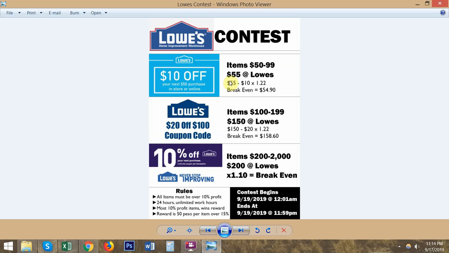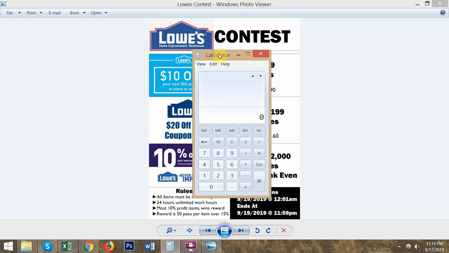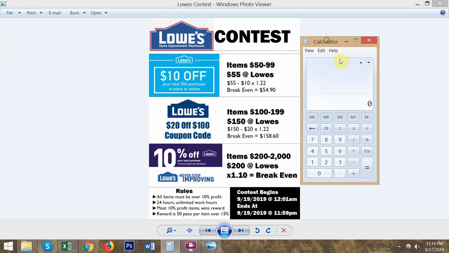When we check out on Lowe's.com, the prices fluctuate a little bit. The easiest way to explain it, in the vaguest terms possible, not 100% accurate but close enough, is if the item is $50 times 1.1, that would be the break even. If it's $500 times 1.1, that would be the break even.